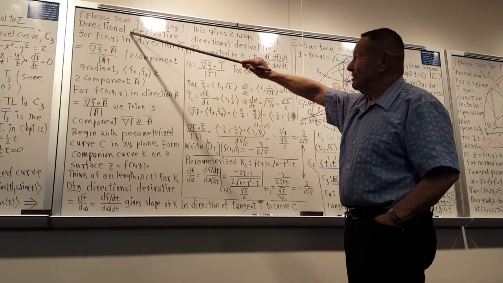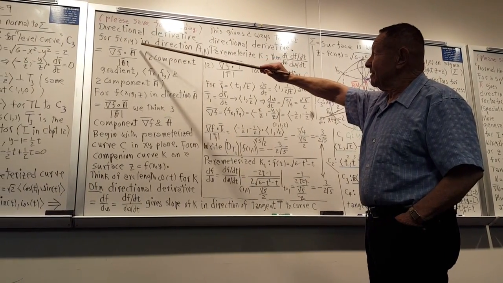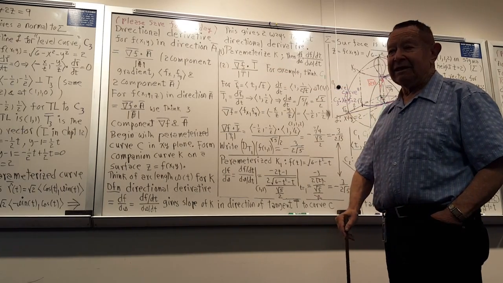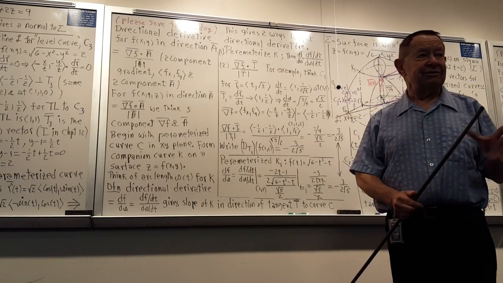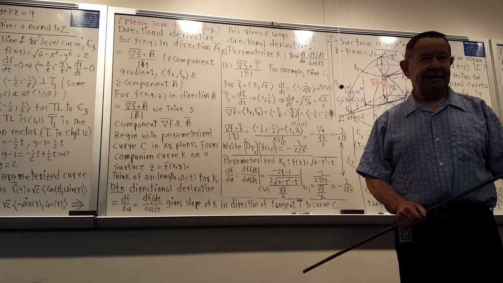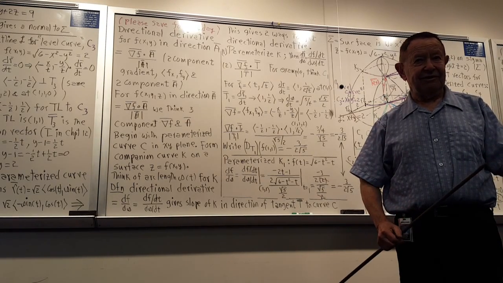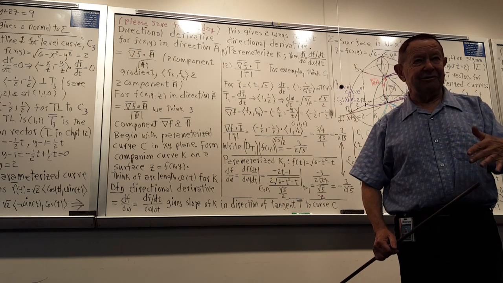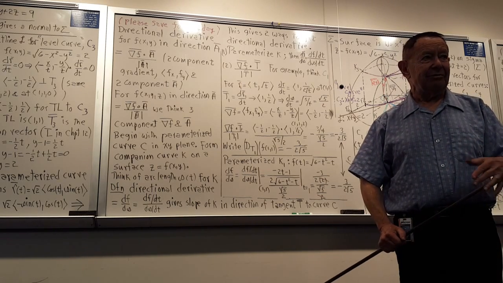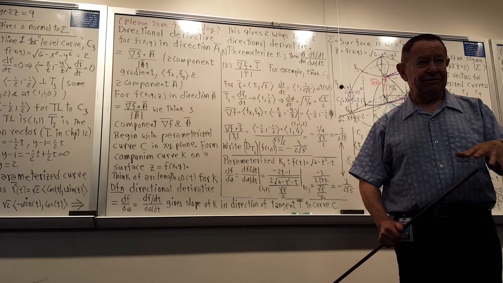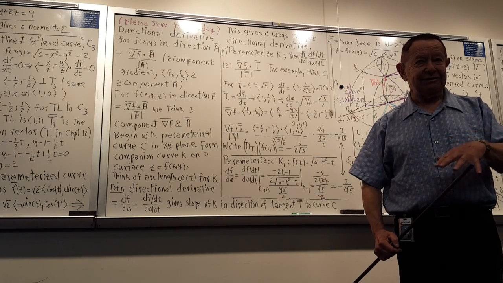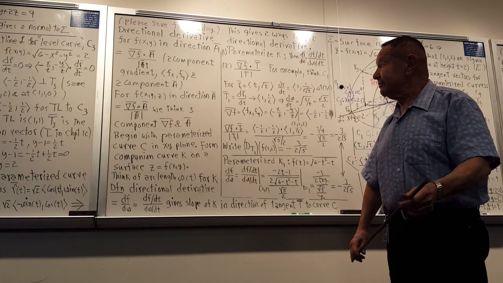Definition of a directional derivative for, say, a function of two variables. You can talk about it for a function of two variables or a function of three variables. If it's a function of two variables, then it would be in the direction of a two-component vector, and if it's a function of three variables, then you'd be thinking of it in the direction of a three-component vector.